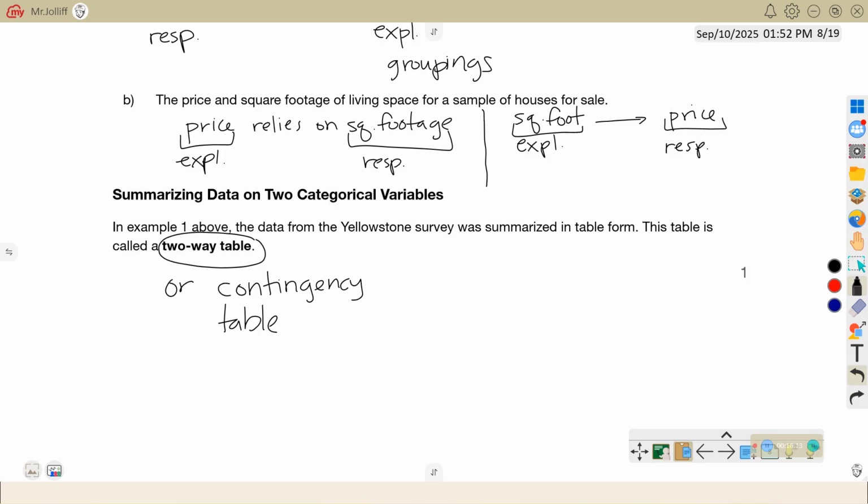We are going to see these again in second semester when we start looking at statistical inference, because we're going to learn how to check whether there is enough statistical evidence to support a relationship between two categorical variables, and we will do that by analyzing those two-way tables. So these will come back around again in second semester.